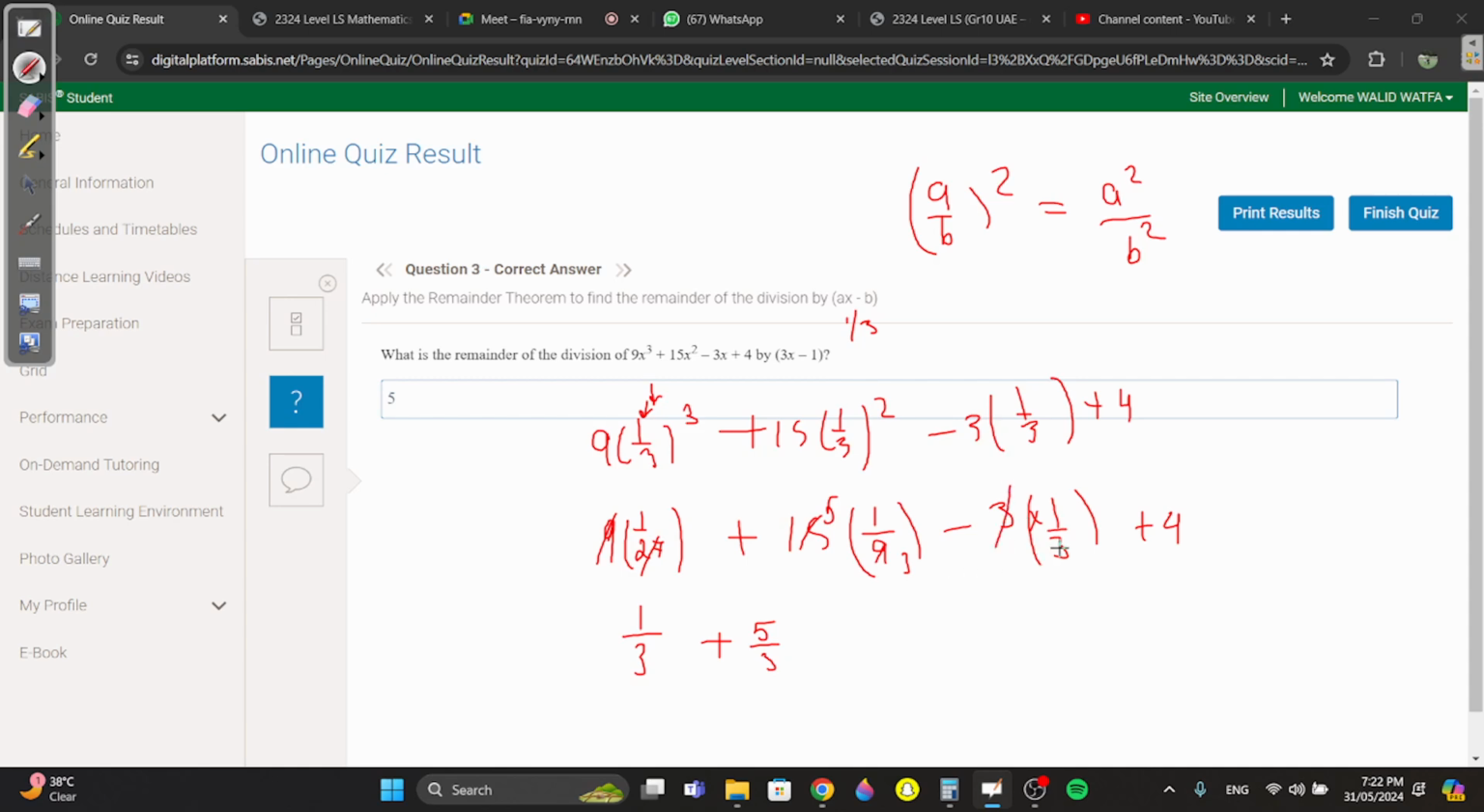Okay, 3 cancels with 3. It becomes 1. It just becomes minus 1. And you have the plus 4 out here. 1 over 3 plus 5 over 3 is 6 over 3. Minus 1 plus 4. 6 over 3 is the same as 6 divided by 3, which is 2, minus 1 plus 4. 2 minus 1 is 1, plus 4 is 5. So your remainder is 5.